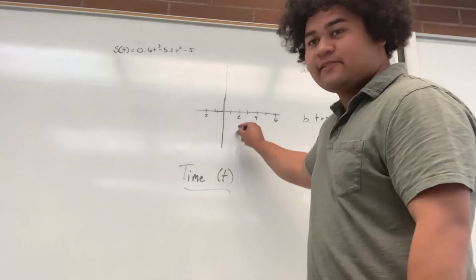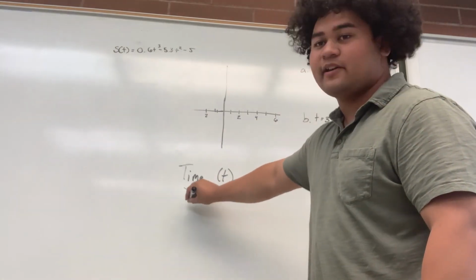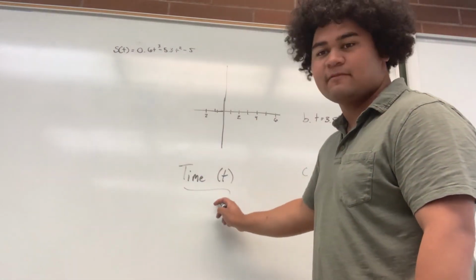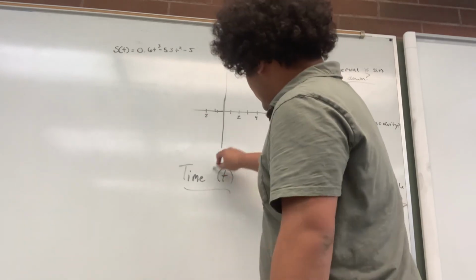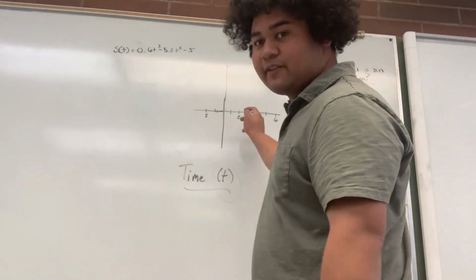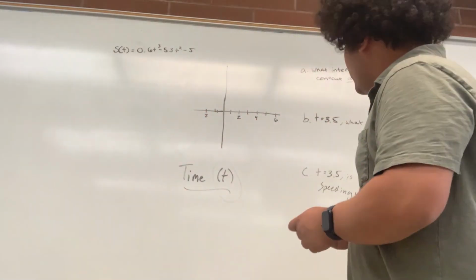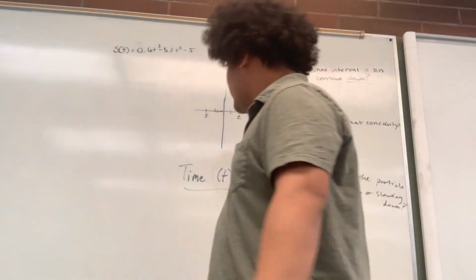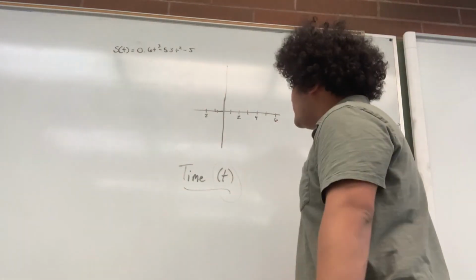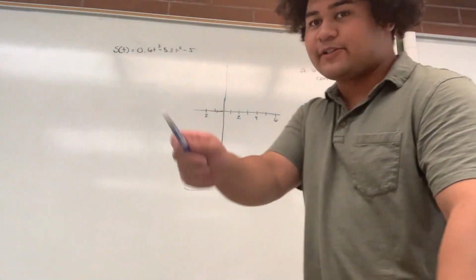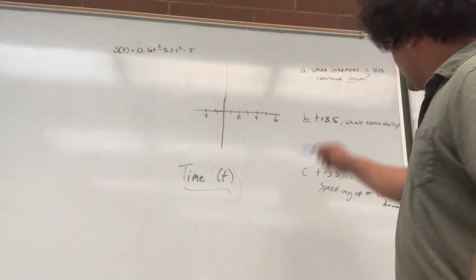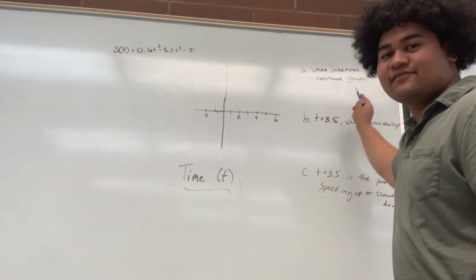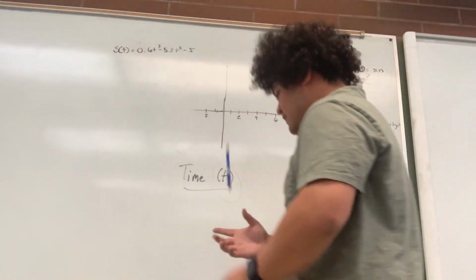When we graph this, we're gonna do it with respect to time t. It's very important that you understand that when we go over this, it's not x, it's gonna be t. That's our time, our independent variable. Anyways, let's look at our first question. A. On what interval is s of t concave down?